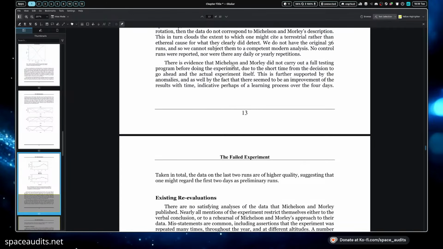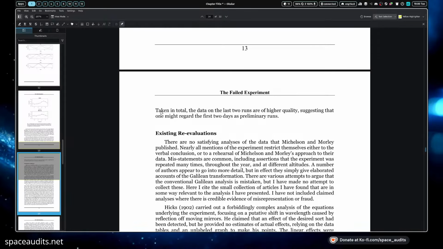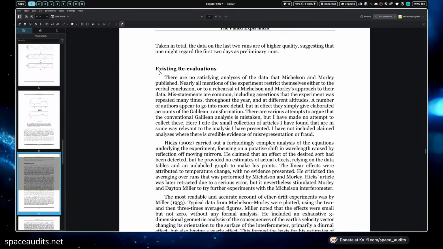There is no evidence that Michelson and Morley did not carry out the full testing program before doing the experiment, due to the short time from decision to go ahead to the actual experiment itself. This is further supported by the anomalies, and the fact that there seemed to be an improvement of the results with time, indicative of perhaps learning the process over the 4 days. Taken in total, the data on the last 2 runs are higher quality, suggesting that one might regard the first 2 days as preliminary runs.